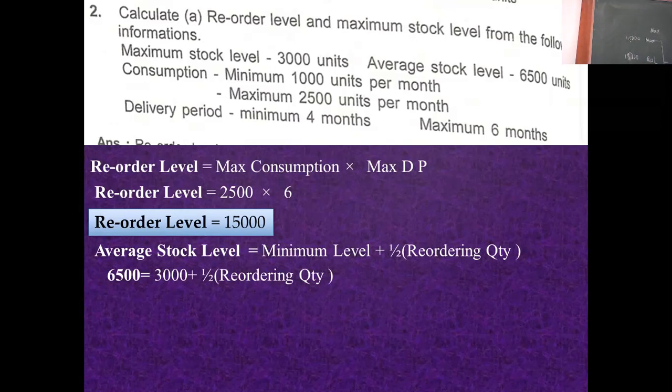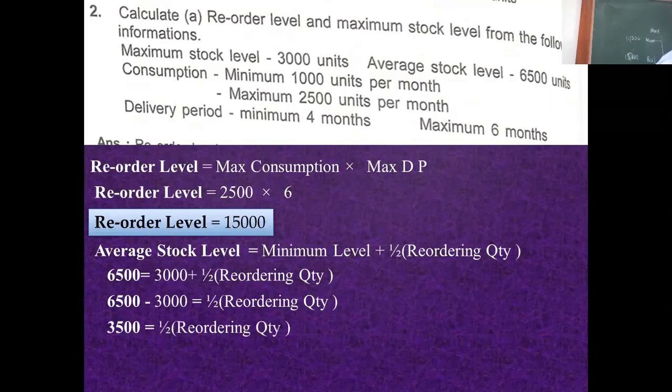Average stock level is equal to minimum stock plus half of EOQ. This is the equation. You put the values. Average stock is 6,500. Minimum stock is 3,000 plus half of EOQ. I don't know EOQ. Therefore, I take this 3,000 to this side. 6,500 minus 3,000 is equal to half of EOQ. Am I right? Therefore, half of EOQ is equal to 3,500.